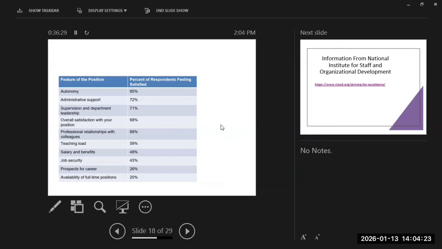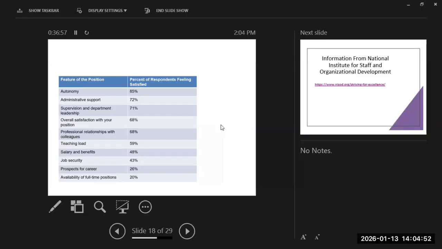Salary and benefits, 48% said that they were satisfied. What do you think ours would say? How many percent would be satisfied? It would probably be a lot lower than that. I can guarantee. Job security, I think ours might be higher than this because when I get an adjunct and they say, I'll stay, I'm like, please stay, don't leave. So that I think would be a little bit different.